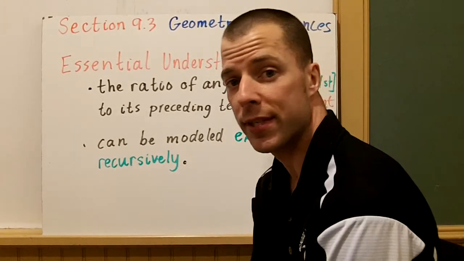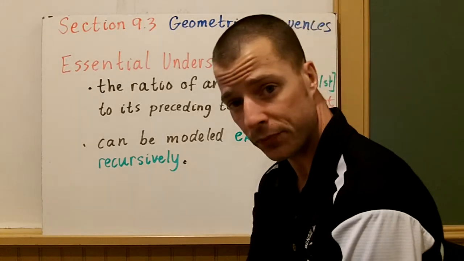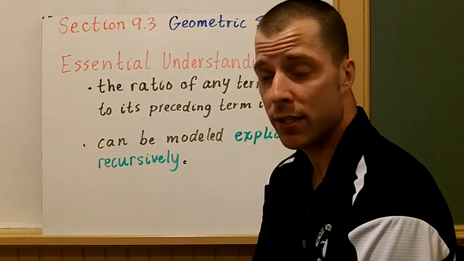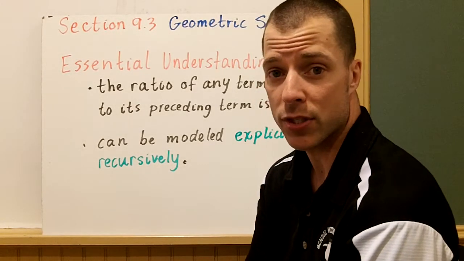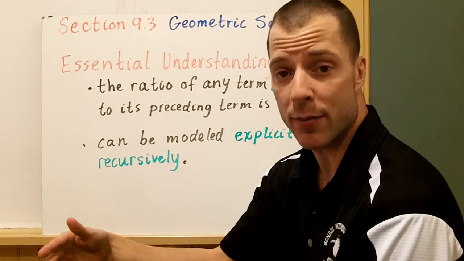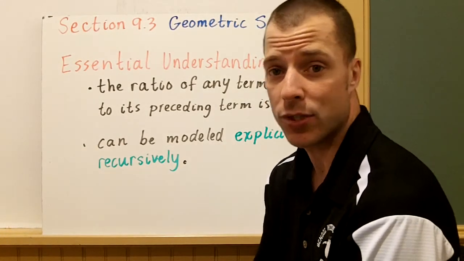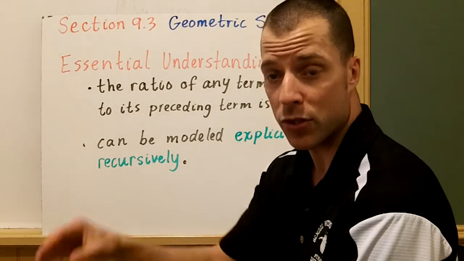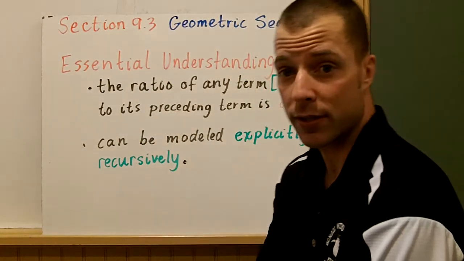Okay guys, welcome to section 9.3, geometric sequences. So we begin talking about patterns of numbers and sequences, and a sequence is a list of numbers. In the last section we looked at arithmetic sequences, where we add a common number to a previous term to get a new term. In this section we're going to explore what happens when we multiply the previous term by a number to get to the next one, and that's called a geometric sequence.